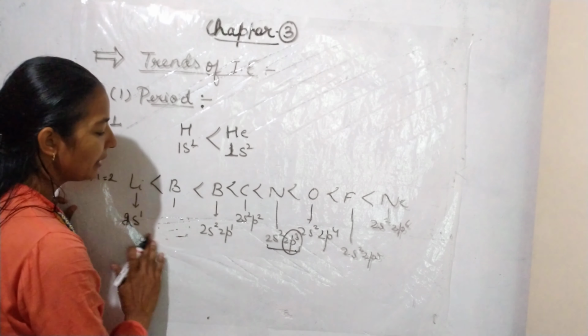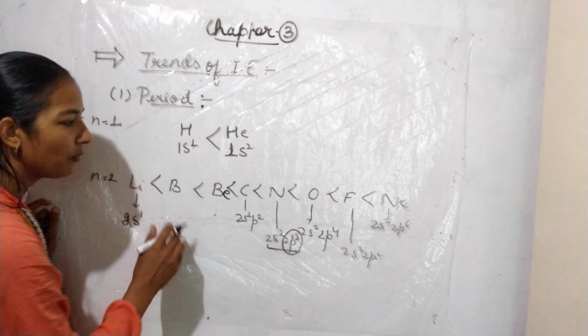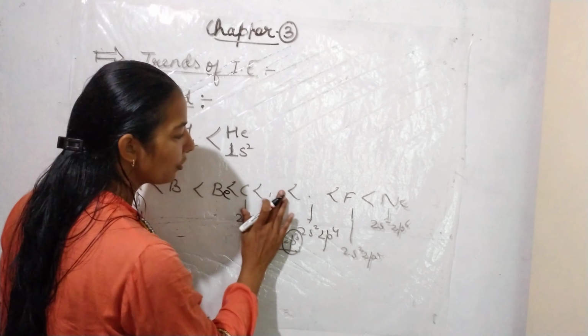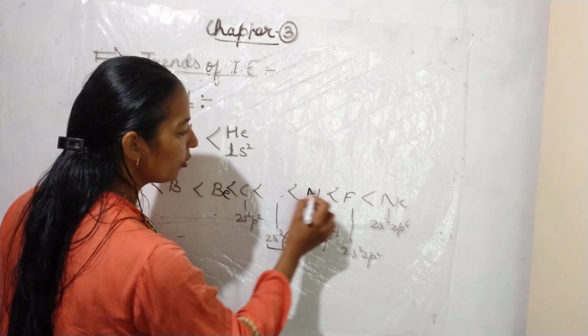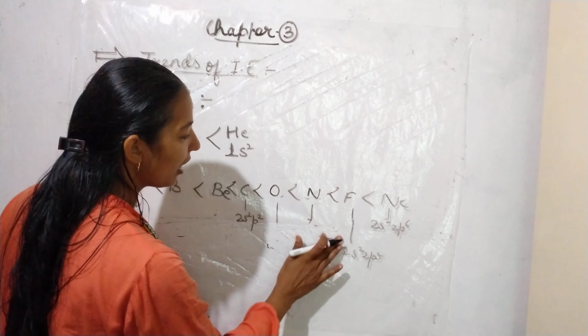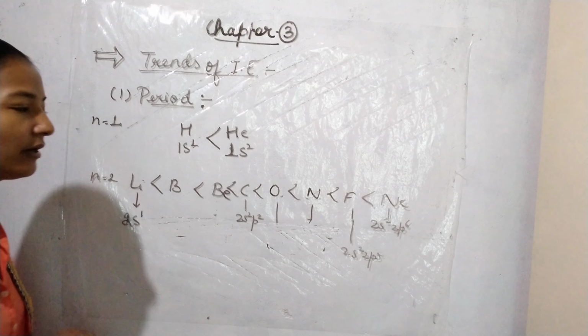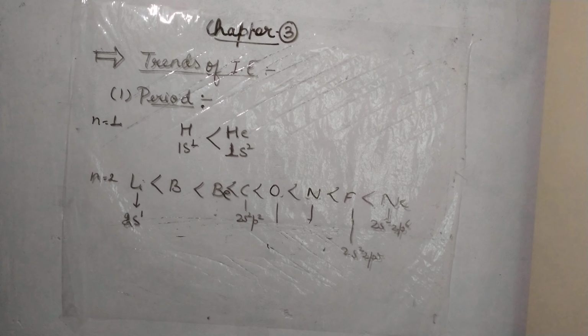The answer will be: the ionization energy of beryllium is more than boron, and the ionization energy of nitrogen is more as compared to oxygen. Why? Because nitrogen is having half filled configuration compared to oxygen. So nitrogen is a little bit more stable as compared to oxygen, and that's why it is more stable. So this will be the order of ionization energy of elements in the second period.